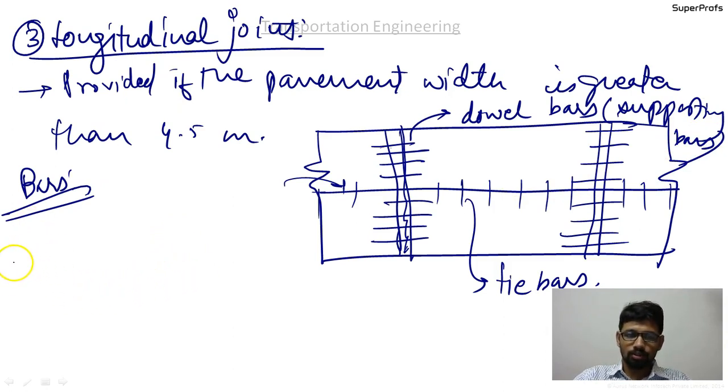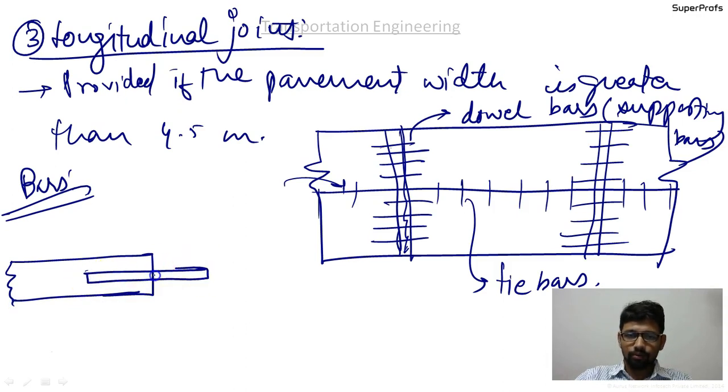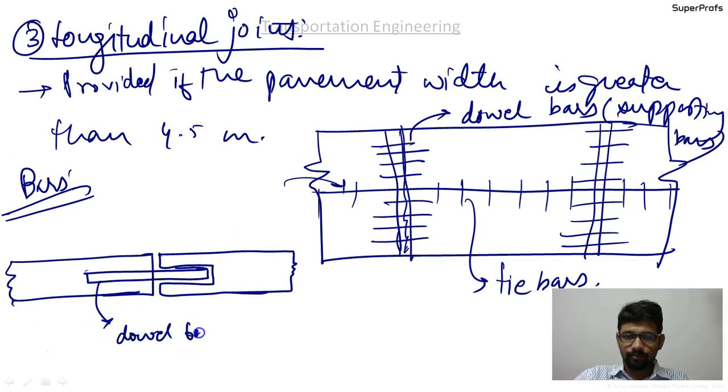I'll show you. Suppose the pavement is like this, okay? And the bar will be fixed onto one side, and it will be free to move on the other side of the pavement. This is the bar, okay? So this is the dowel bar that is fixed on one side, and it is free to move on the other side, okay guys?